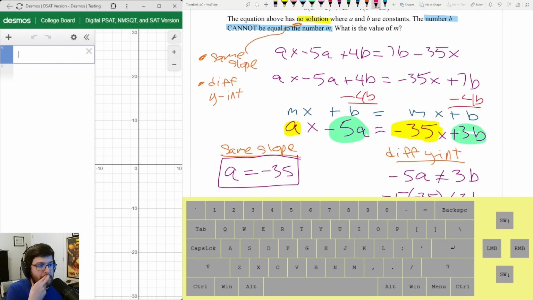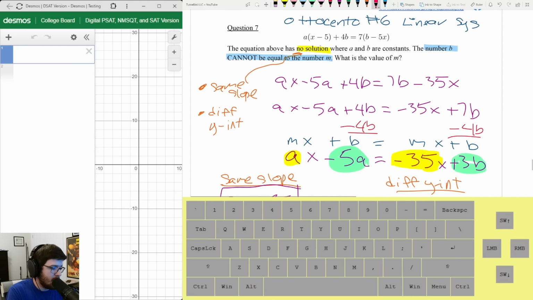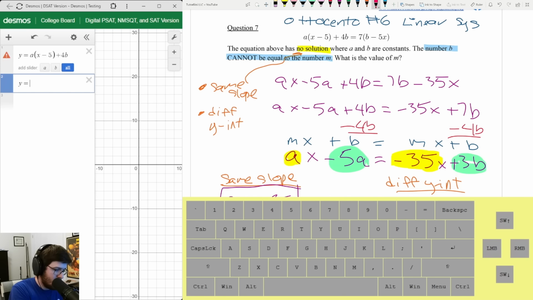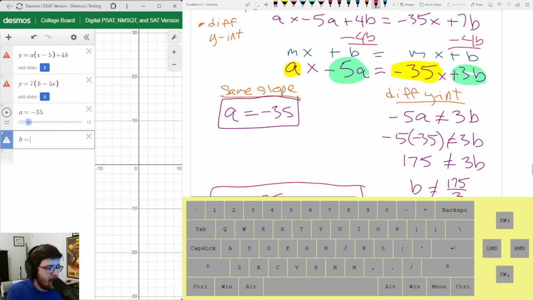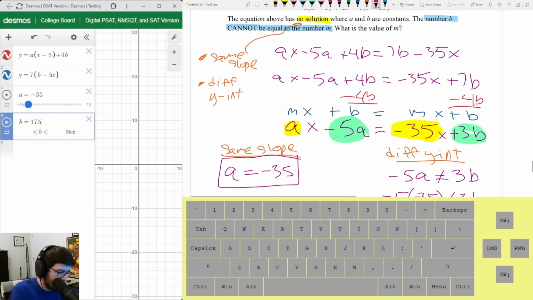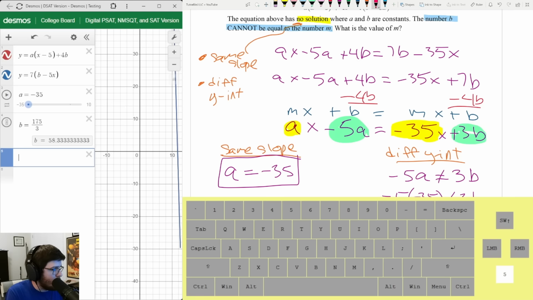Let's see here. I'm going to type in the left-hand side of the equation, y equals ax minus 5. I always break up the equation when I want to see how many solutions it has. Okay. And now I'm going to make a equal to negative 35. We know that must be the case. And I'm going to make b equal to, even though we said it's not equal, you'll see where I'm going with this, 175 over 3.